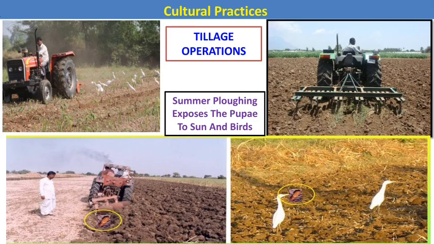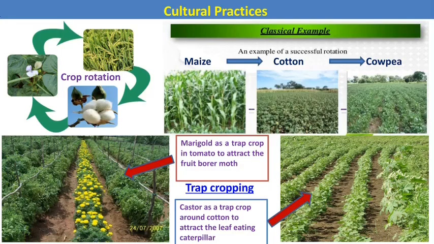Cultural methods are nothing but regular farm operations done by the farmer in their fields, which help to prevent the pest population in their field. The first one is the tillage operation. In tillage, during deep summer plowing, the soil is exposed to the environment and sunlight, and the different life stages present in the soil are also exposed. Due to the heavy sun rays they will be killed, or they are picked up and fed on by the birds.